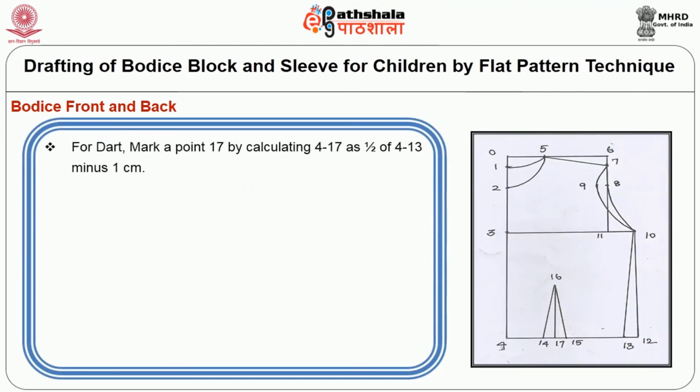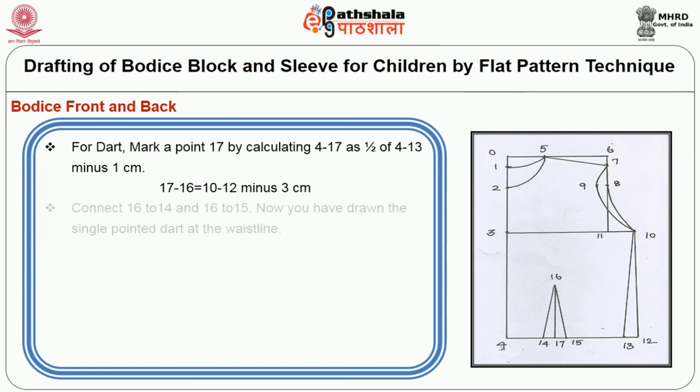For making a dart, mark a point 17 by calculating 4 to 17 as half of 4 to 13 minus 1 centimeter. 17 to 16 is equal to 10 to 12 minus 3 centimeter. Connect 16 to 14 and 16 to 15, that is the width of the dart, may be 1 centimeter or 2 centimeter as preferred. Now you have drawn the single pointed dart at the waistline.